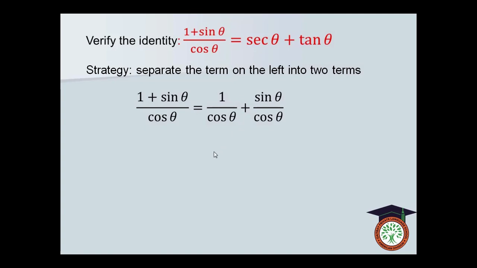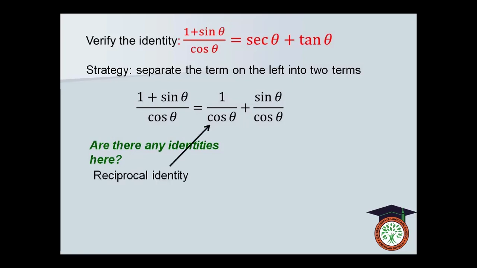Okay, so it's easier now. So 1 over cosine means, very good, sec x. 1 over cosine here equals sec x. And sine over cosine equals, very good, tan x, which is equal to the right side. So it's very easy. It's only by distributing or separating our terms here on the denominator. So I can say that this part equals sec and this part equals tan.